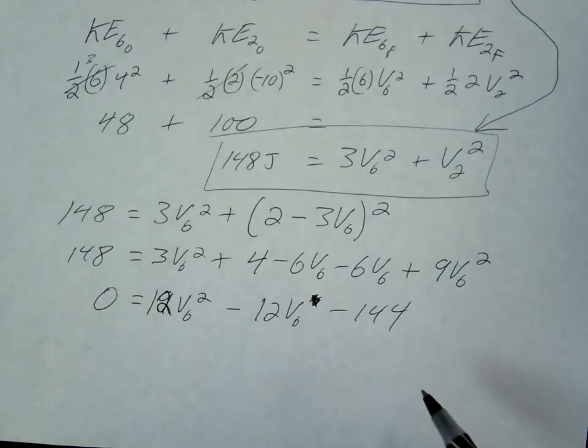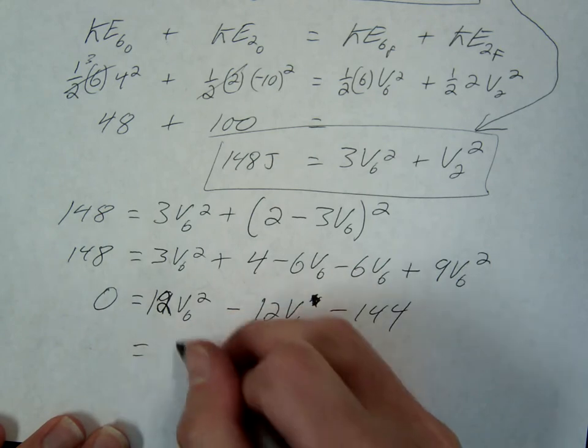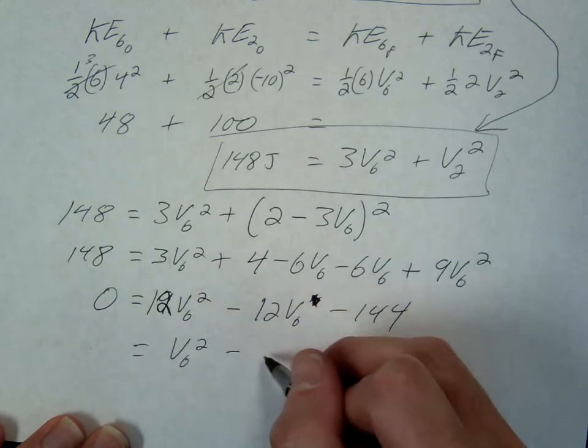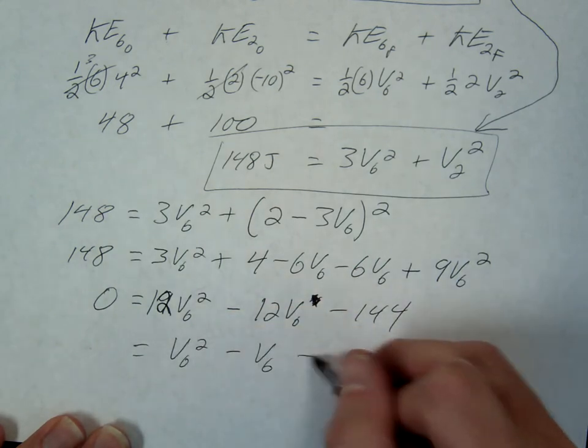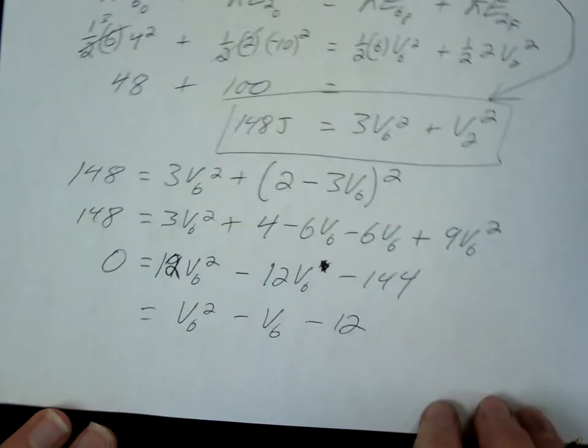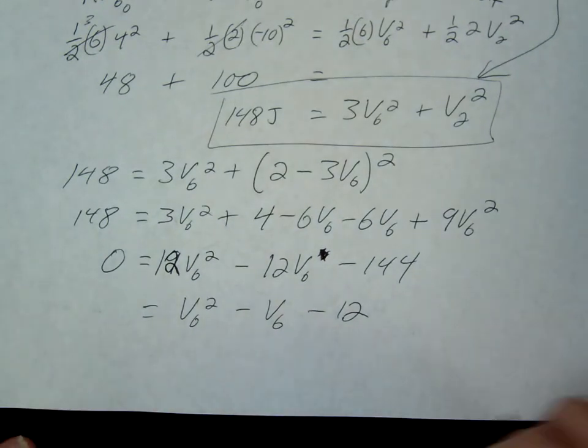Okay, we should simplify this a little bit. We can divide everything by 12, right? So that's going to give us v6 squared minus v6 minus 12. And that's basically it. That's an easy one for you to factor out, right? So I'll let you flex your algebra muscles.